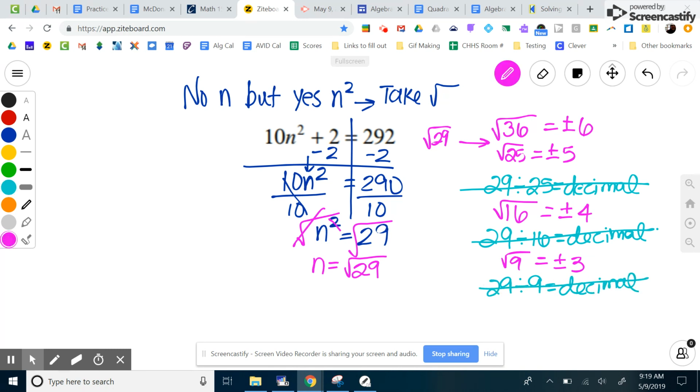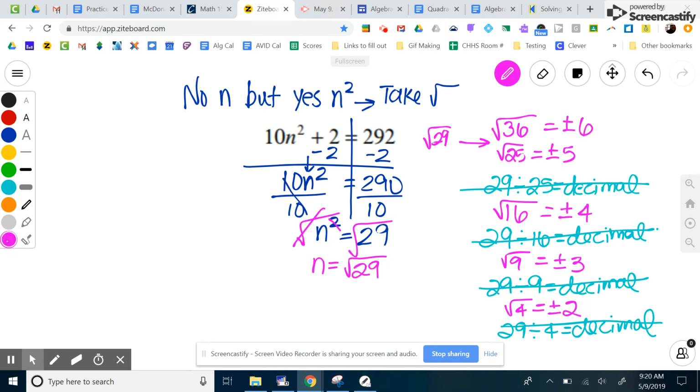I've got to try the square root of 4, which is the next one, which is equal to plus or minus 2. So I'm going to do 29 divided by 4. And again, that's a decimal. The next one down is 1. If I divide by 1, I'm always going to get a whole number, which really just leaves me with the same thing. It'll still be 29.